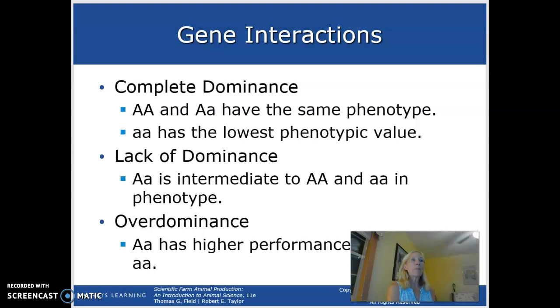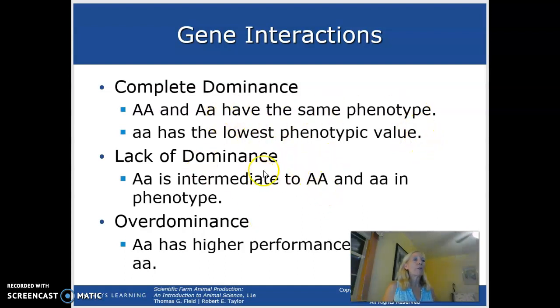That's called complete dominance. And so the homozygote and the heterozygote would both have a black hide. They would both have the same phenotype. And the recessive, which is only a 25% chance depending on how they're bred, has the lowest phenotypic value. So those are the ones you don't want. And it also shows that both parents have to be a carrier.